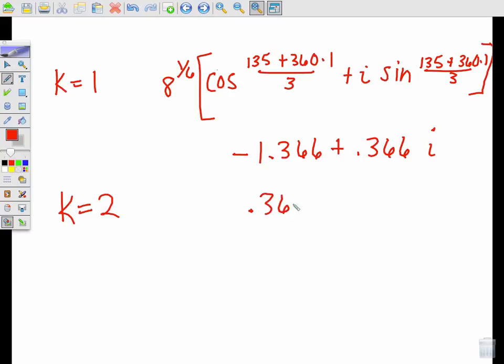Your solutions will be negative 1.366 plus 0.366i, and for the last one, 0.366 minus 1.366i. So those are the three solutions, along with the 1 plus i from when k was equal to 0. All right, that concludes this Chapter 6, Section 5.